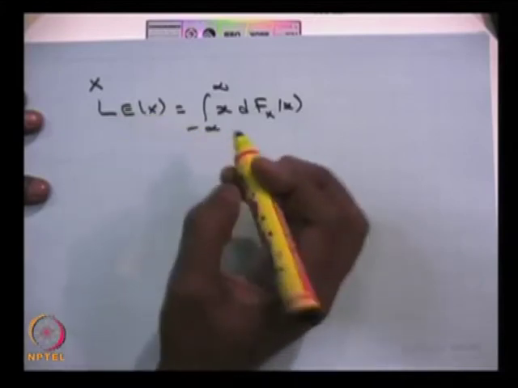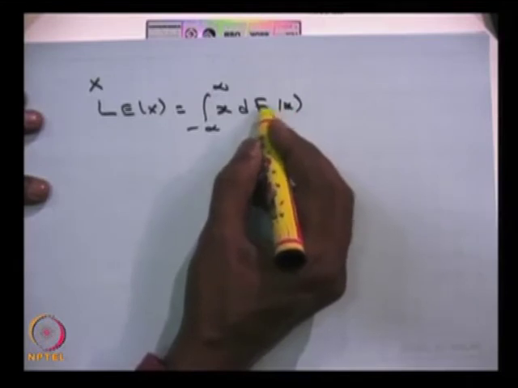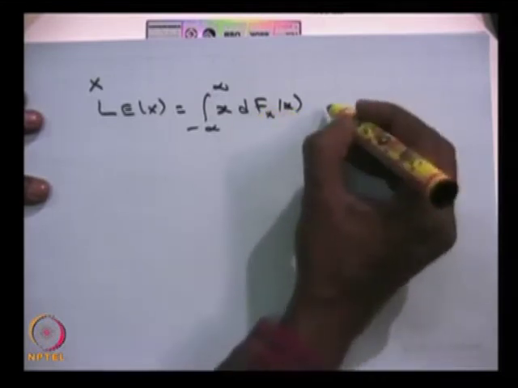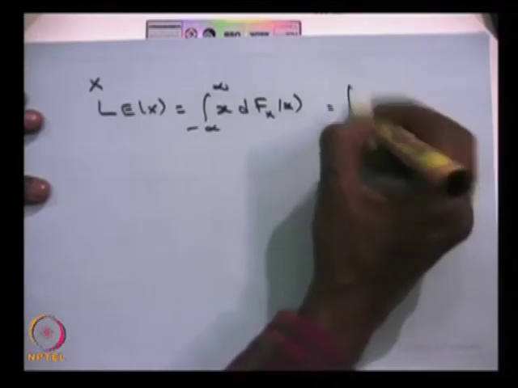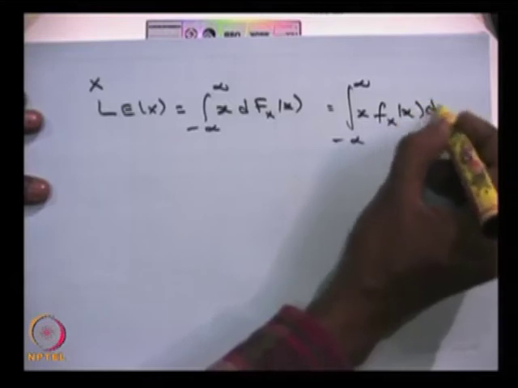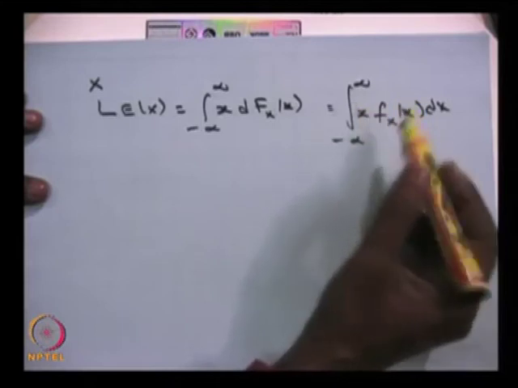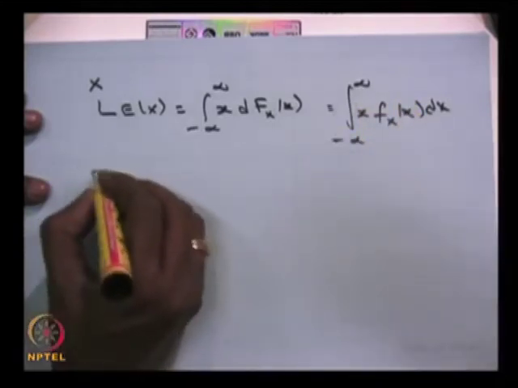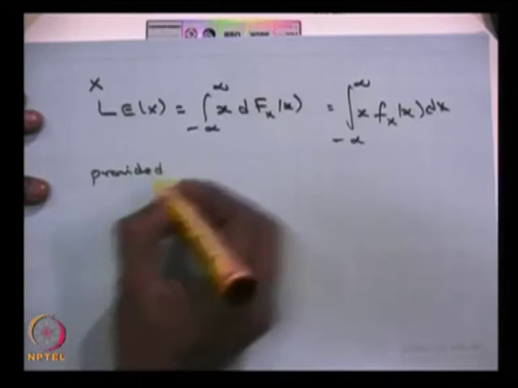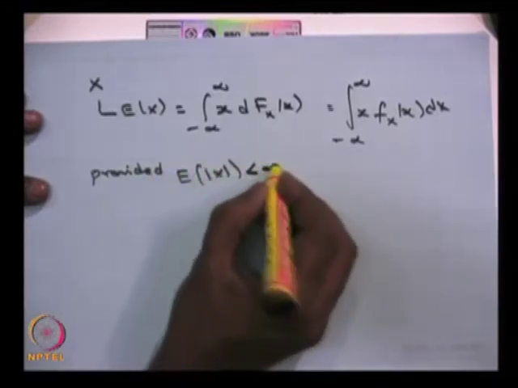Suppose the random variable is a continuous random variable, then the CDF is a continuous function. Therefore, this is the same as the integral from minus infinity to infinity of x times f(x) dx if the random variable is continuous. In that case also, we have to cross-check whether this integration converges, provided the expectation of absolute X converges. This is because absolute convergence implies convergence.